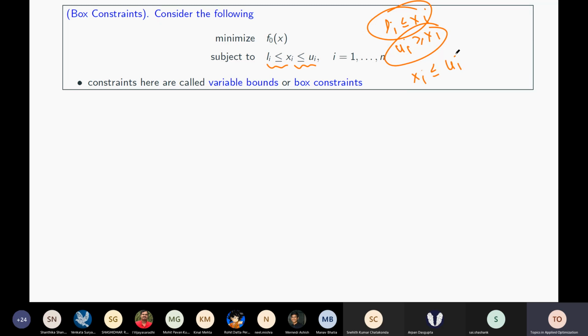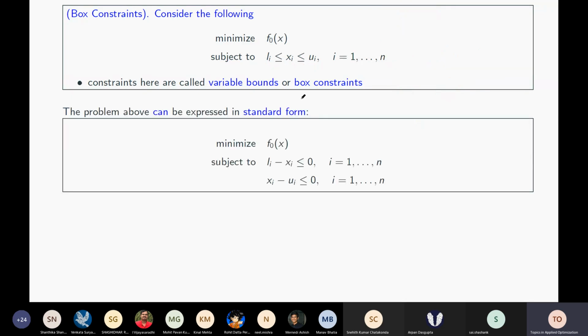So xi is less than or equal to ui, but the other one is not in good form. So we multiply by the minus here. This will give us minus xi is less than or equal to minus li. After changing this and rearranging the indices, we make this into standard form, and then problems with box constraints can be solved with some standard libraries.